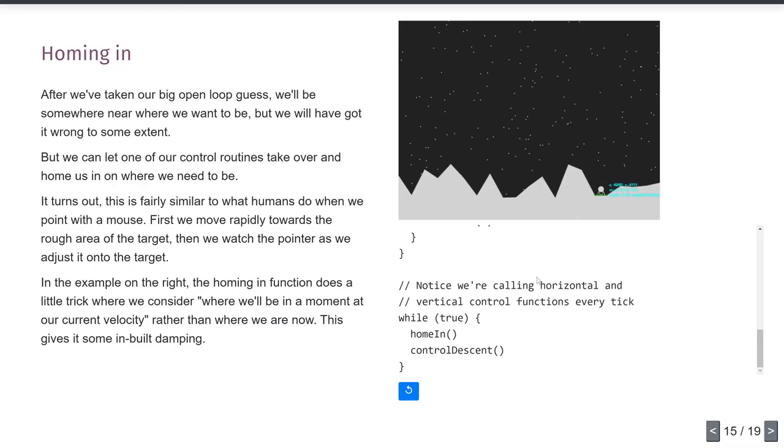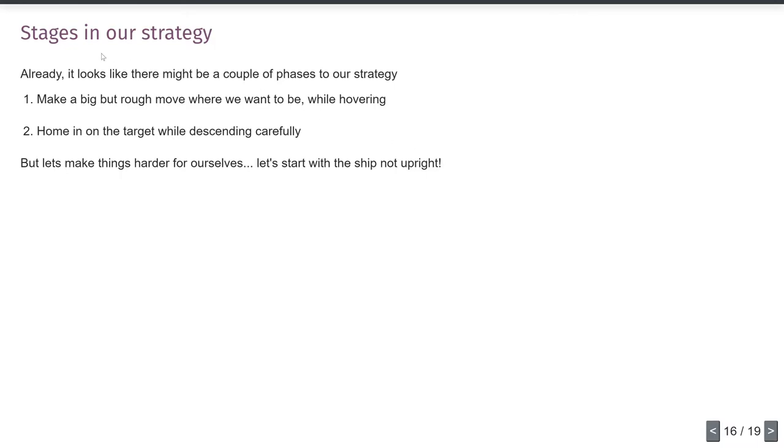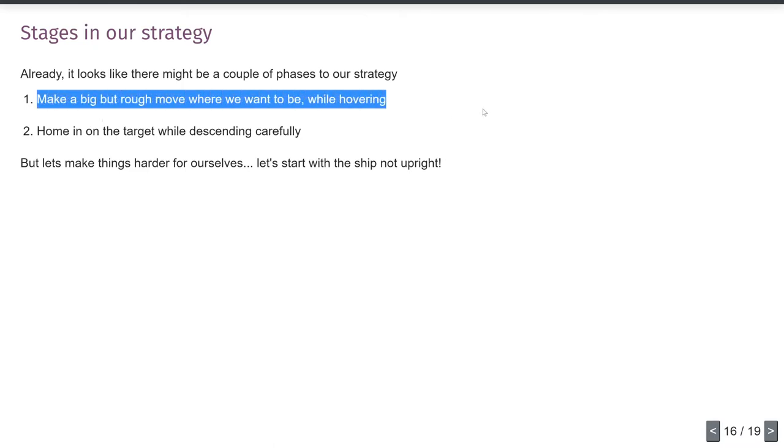So the upshot of this is that if we start over here, we can take our big old guess that's going to get us vaguely in the ballpark of the landing pad and then turn on our control functions and start narrowing in on the target. So we've got two stages in our strategy. And so this is a bit like having some states that we move through. We've got this make a big rough move to where we want to be while hovering and then home in on the target while descending carefully. All right, that's only half the problem.